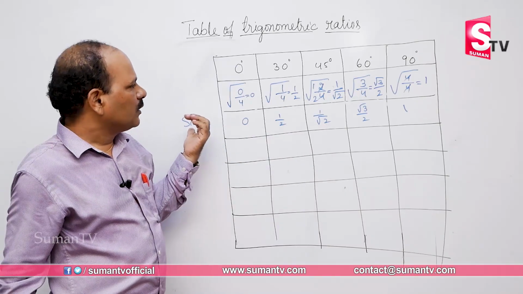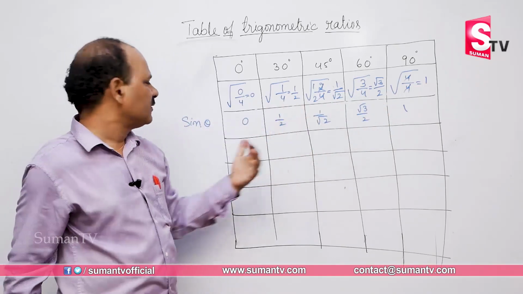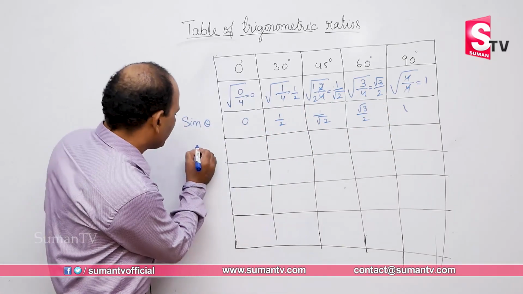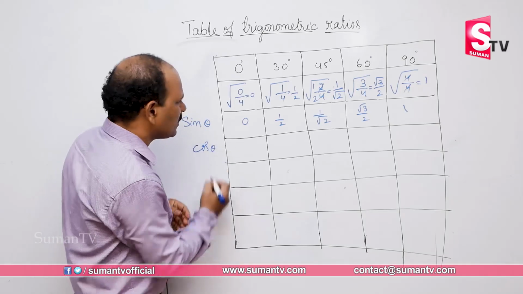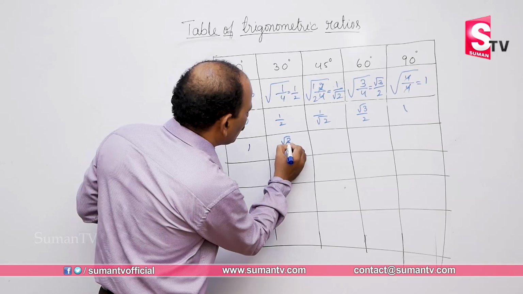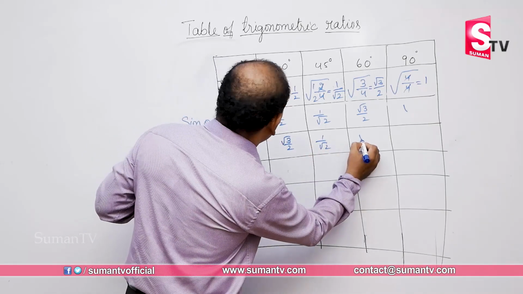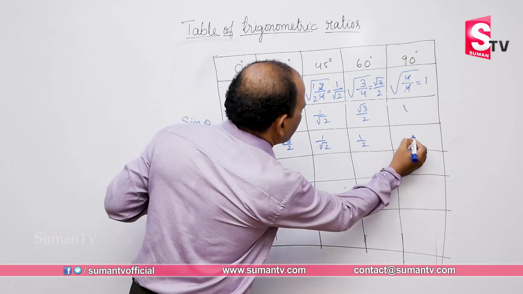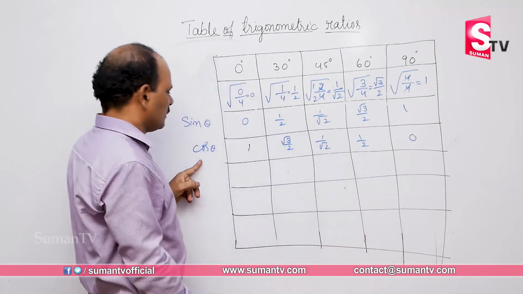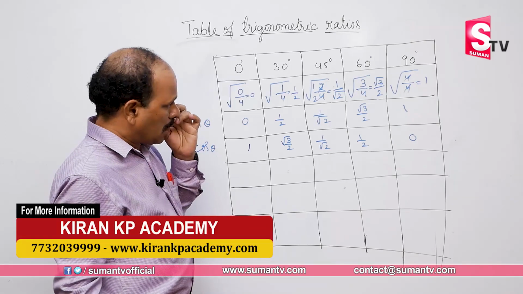Now, write these values in the reverse order. Then you will get the values of cos theta. Cos theta is equal to, writing in reverse order: 1, root 3 by 2, 1 by root 2, 1 by 2, 0. These are the cos theta values.